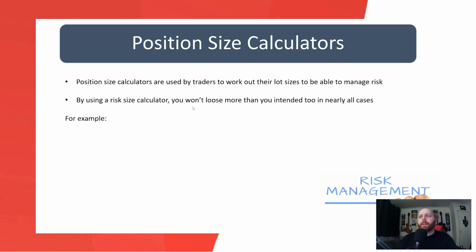So let's have an example of when we may use a position size calculator. Let's say you had £1,000 in your account, and you wanted to risk 1% per trade. So every trade you're taking, you want to risk 1%. And in this case, 1% of £1,000 is going to be £10.